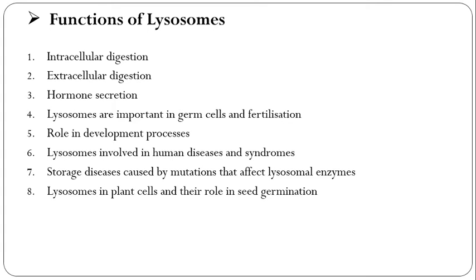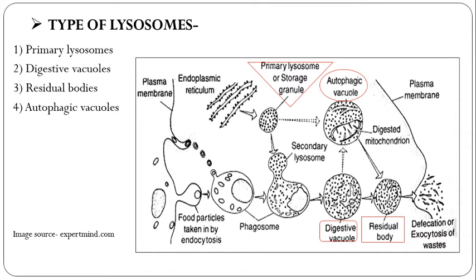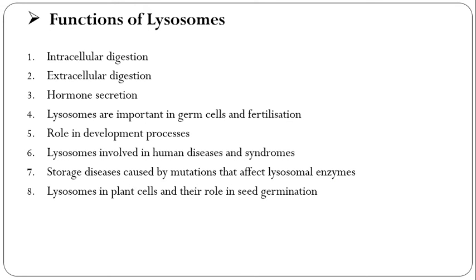So intracellular digestion is of two types: autophagy and heterophagy. Heterophagy involves the phagosomes, which are the secondary lysosomes. Got it? The phagosomes are the secondary lysosomes. That is heterophagy, and the other is autophagy. So in intracellular digestion, there are these two types.